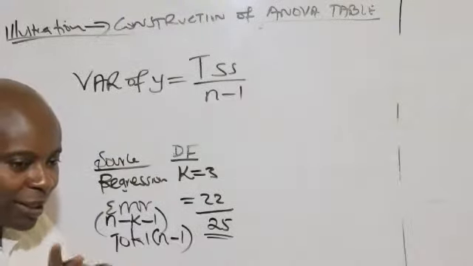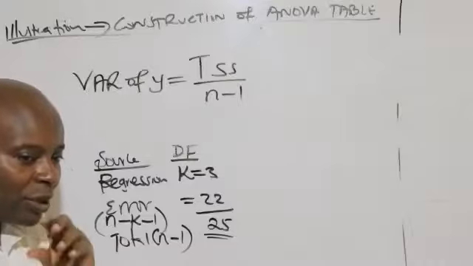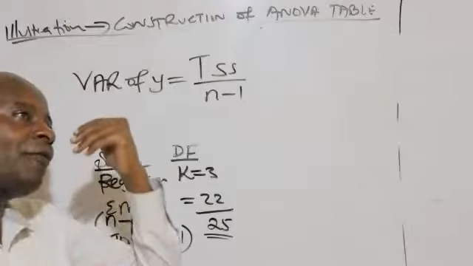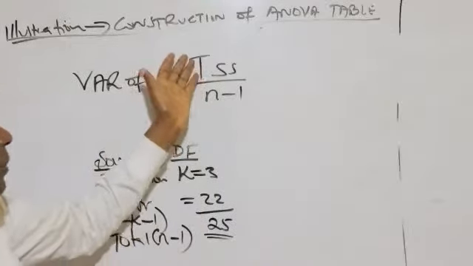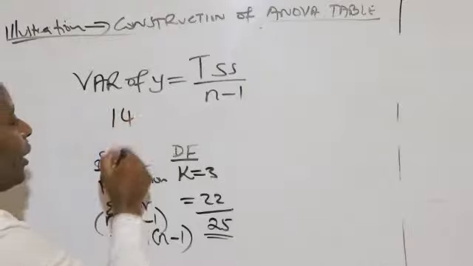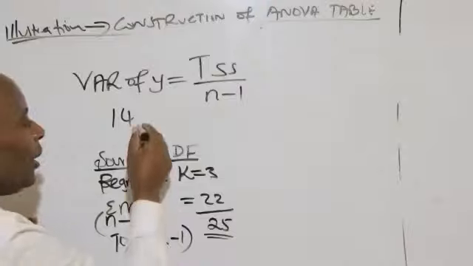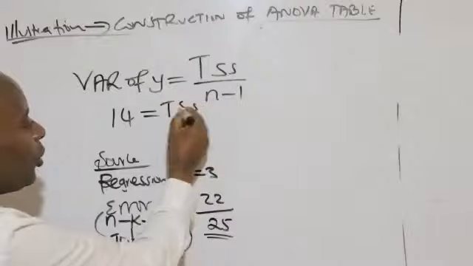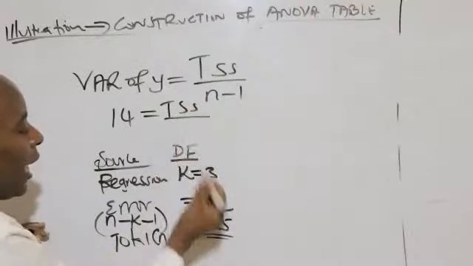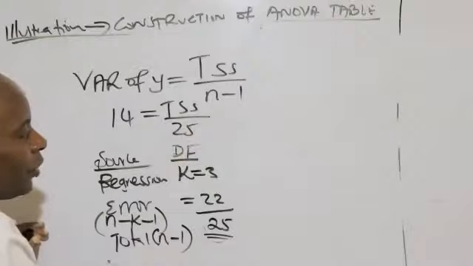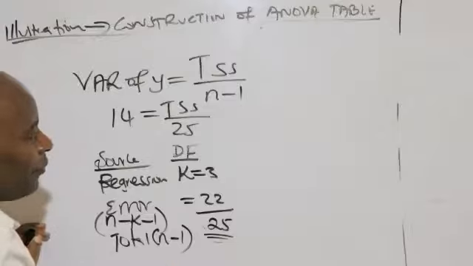Those formulas you are writing there are quite great, but those are for quantitative analysis. Even for QA, at the very far end, your lecturer must have summarized these formulas for you. So the variance of y, which is given here, is 14, which will be equal to the total sum of squares that we don't know, all over n minus 1, which we found as 25.